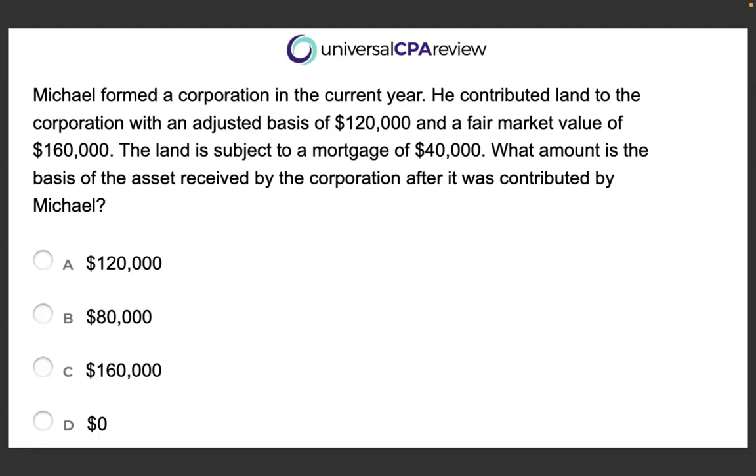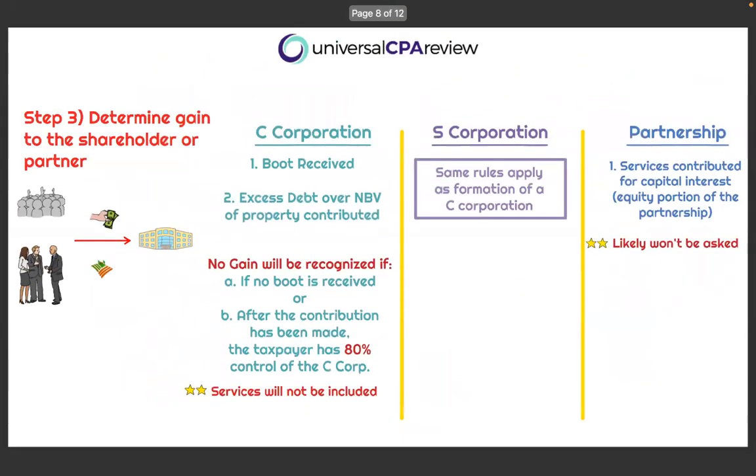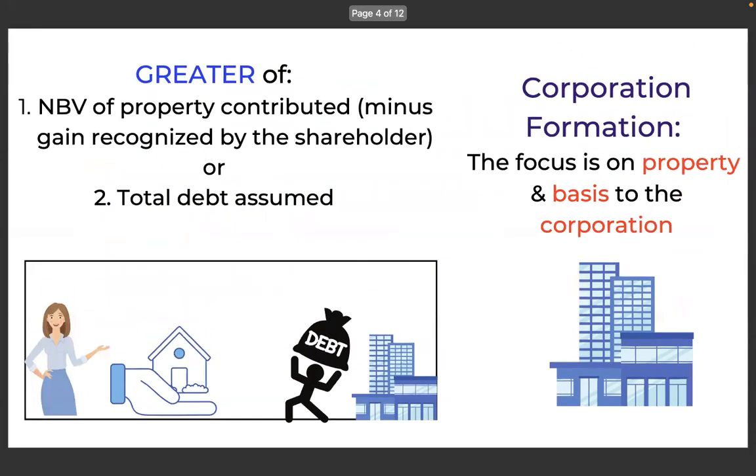Okay, so this is asking specifically about the basis in the asset received by the corporation. So we're focused on step one. We're thinking about the corporation. This is going to be the greater of the net book value or the debt associated with that net book value. I'm going to scroll back up here just a little bit. It's the greater of the book value or the debt assumed when we're focused on the corporation.